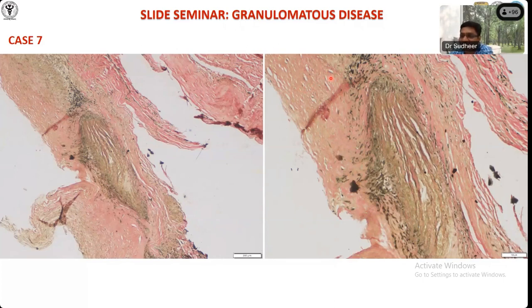In fact, the aorta is an elastic artery, you know? Yes, sir. A lot of elastic tissue.